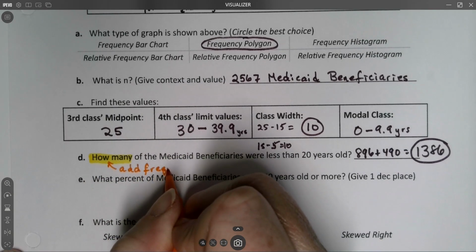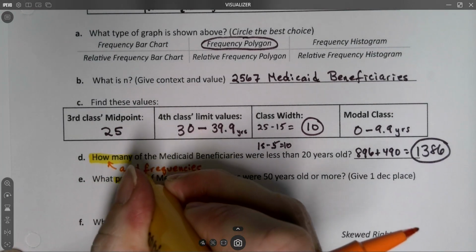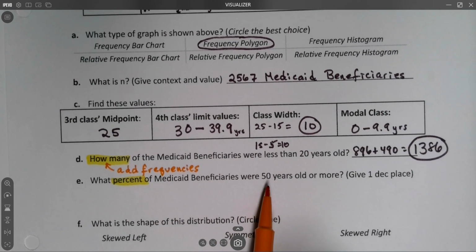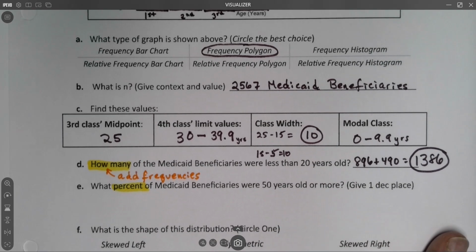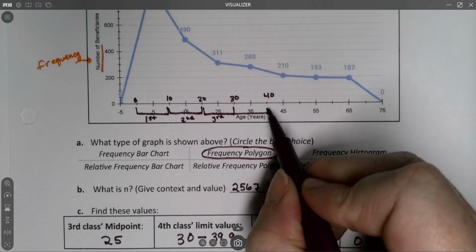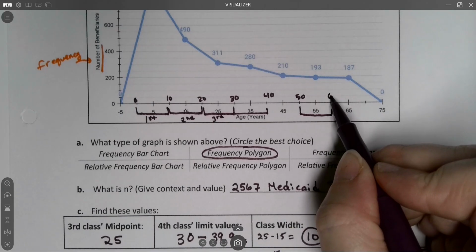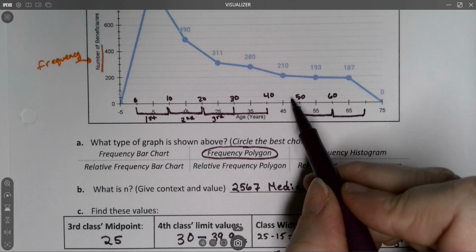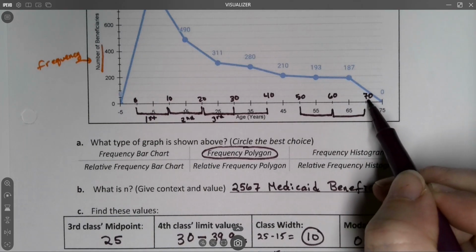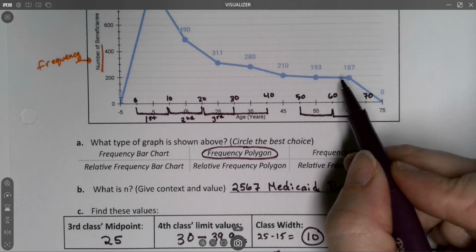Now, that's going to be different than the next question, which is a percent question. So we know we're talking about 50 years or older. All right, so let's look. 50 is right here. So this is 40. This will be 50 right here. So 50 and older would be these two groups, right? 50 to 59-year-olds, 60 to 69-year-olds, and 70 would start right there, but we've cut them off at 70. So more than 50 would be these two groups.